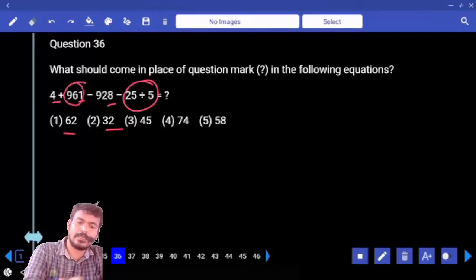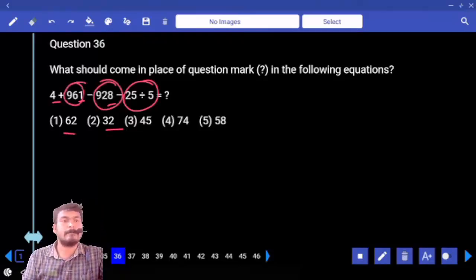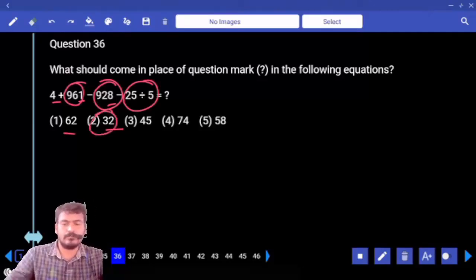Already 961 and 928. What is the difference? 61 and 28 difference, 33. What is the nearby value? 32 or 62? 32.